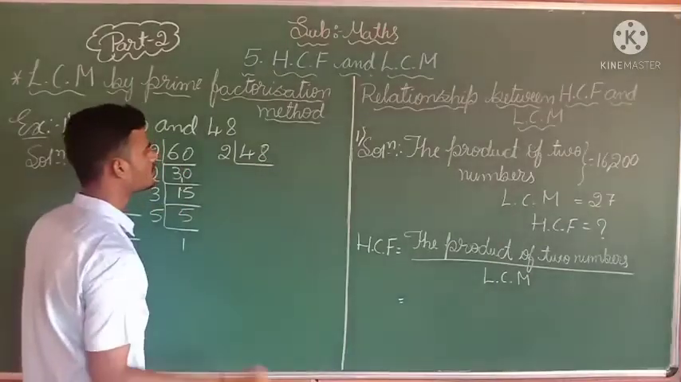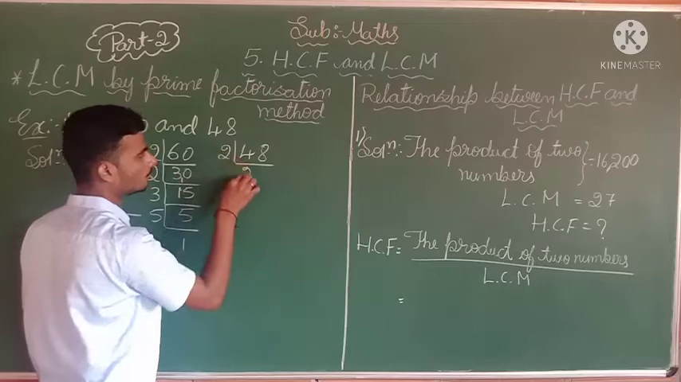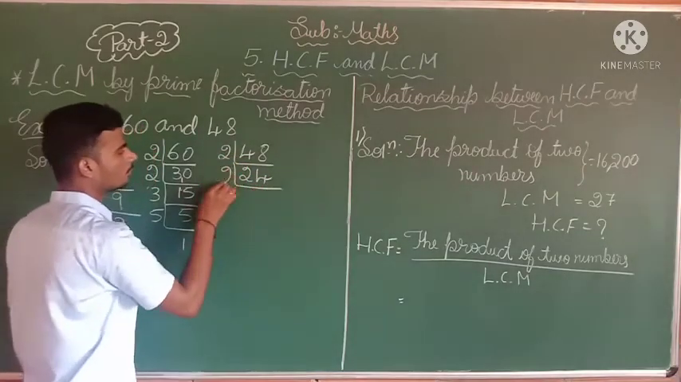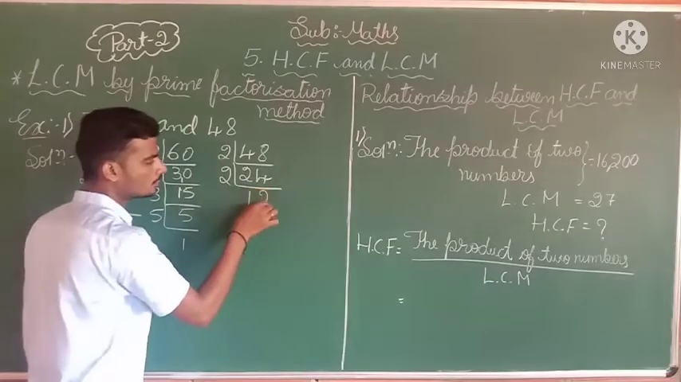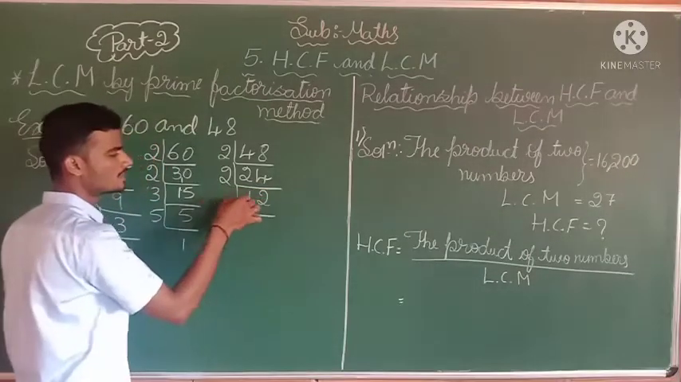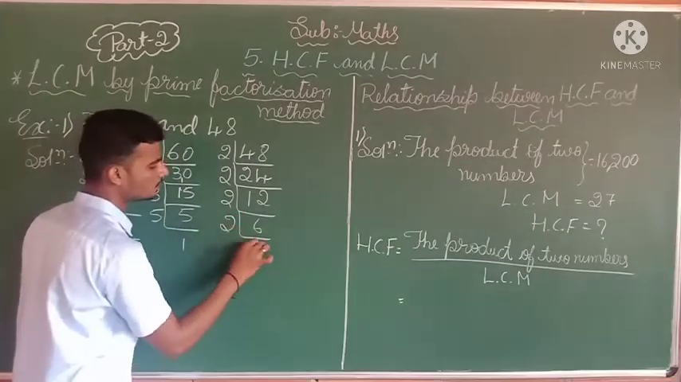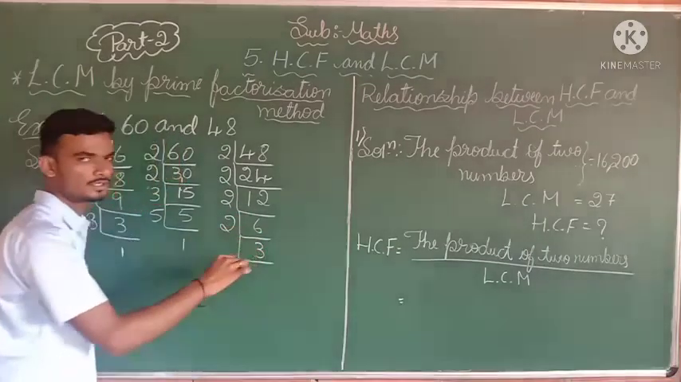2 twos are 4. 2 twos are 4. 2 fours are 8. Then 2 ones are 2. 2 twos are 4. Then 2 sixes are 12. 2 sixes are 12. Then 2 threes are 6. 2 threes are 6. Then in the 2 table you will not get 3.